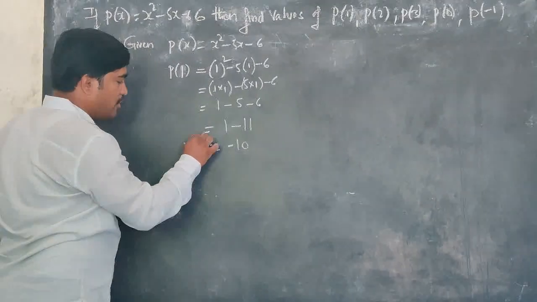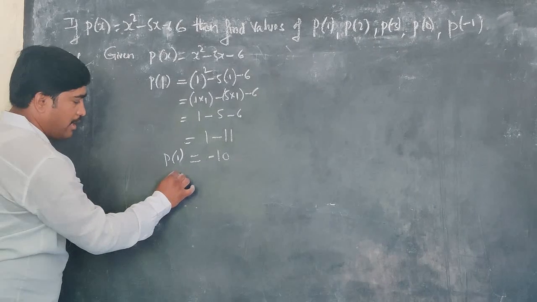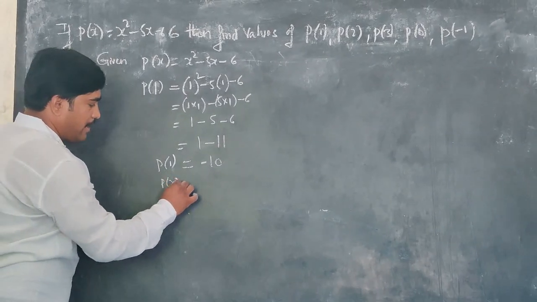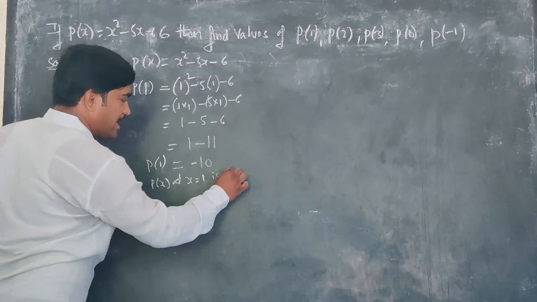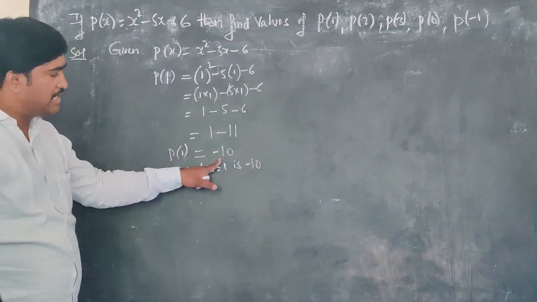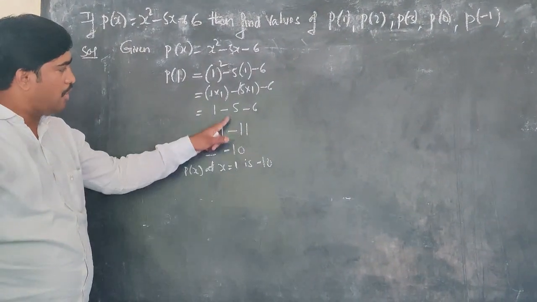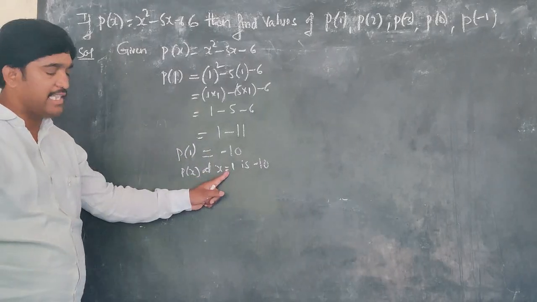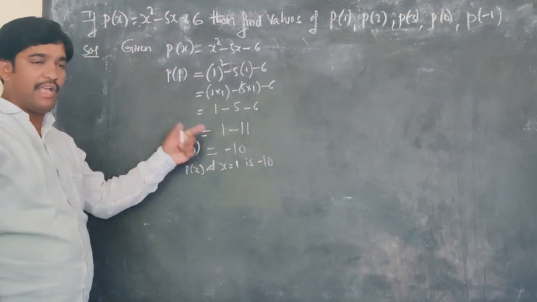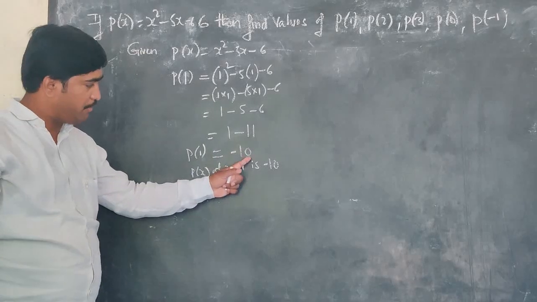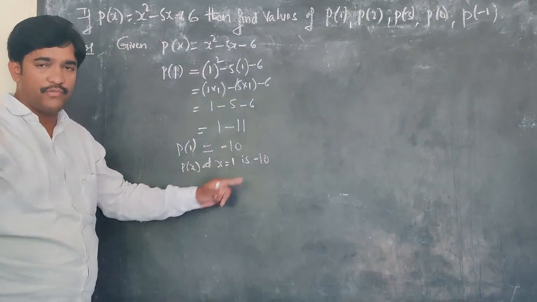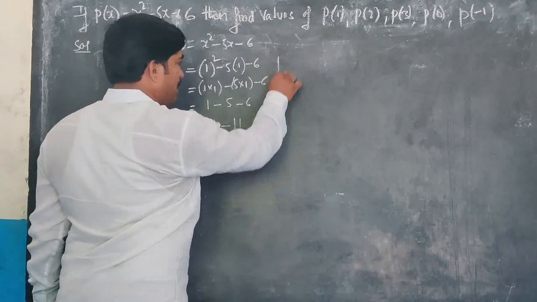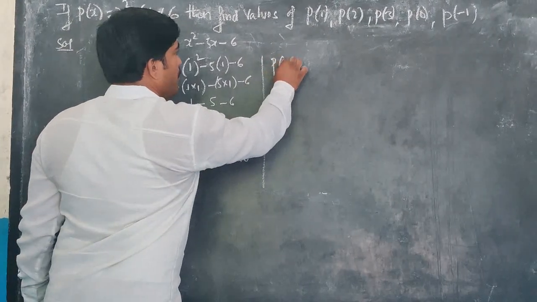Now what is the value? P of x at x equal to 1 is minus 10. Now this minus 10 is said to be the value of p of x at x equal to 1. Whatever value we substitute, and whatever result we get after the complete solution, is called the value of the polynomial. Similarly, if I go for the second bit, p of 2.